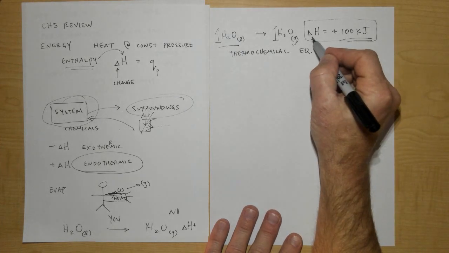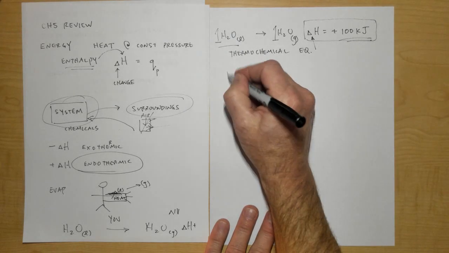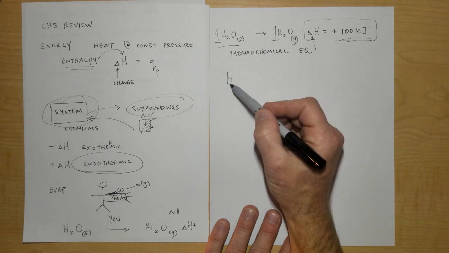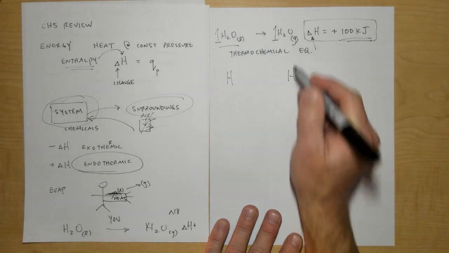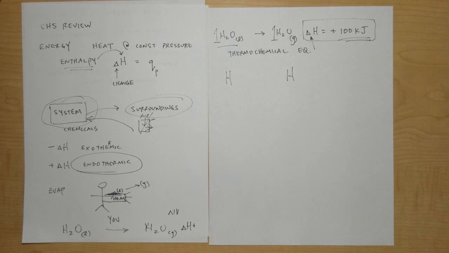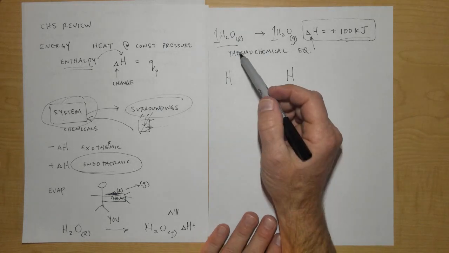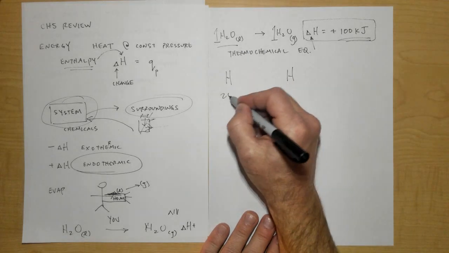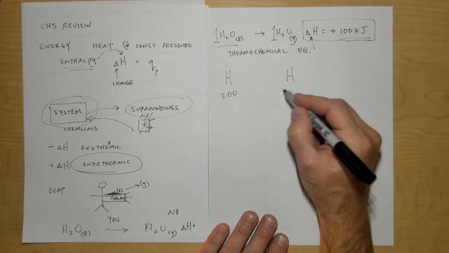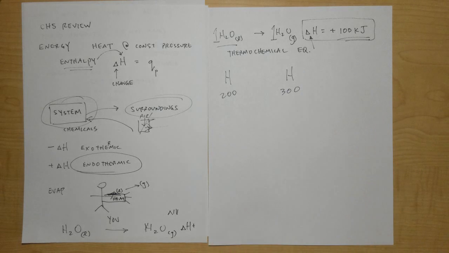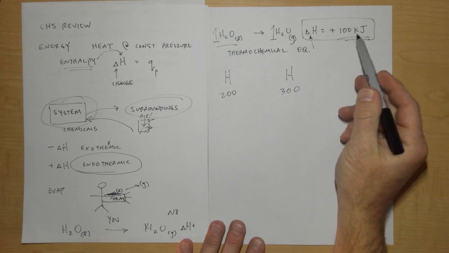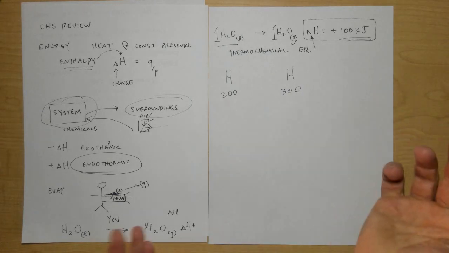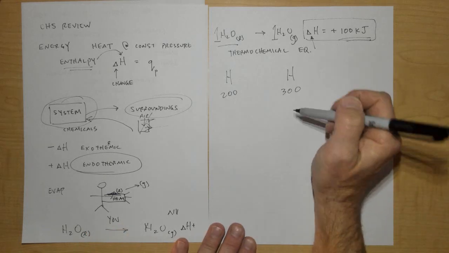Remember, this is the change in enthalpy, and since it's difficult to know the absolute enthalpies of reactants and products, it just tells us how it changes from one place to another. So let's just say that we had an enthalpy of 200 over here. Well, at the end, we would have an enthalpy of 300 inside of these. Well, the change is 100, and you can see the difference between those two. That's what the delta H tells us.